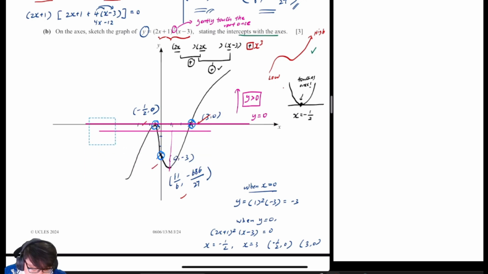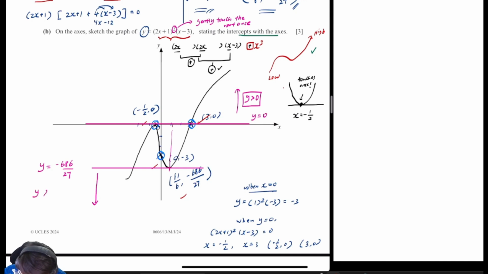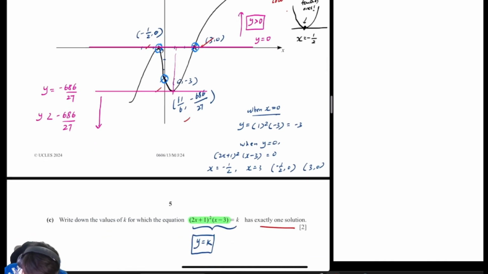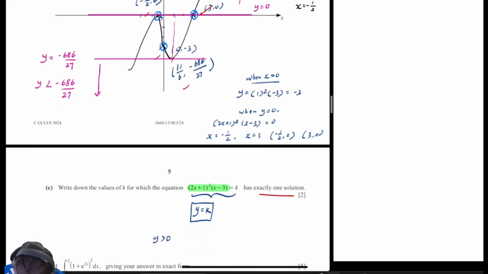And the other one we can draw is the line over here. If we keep on drawing the line here, it will have more than one root, right? So keep going down. If you go down, you will only cut the curve once. So another line that shows us exactly one root is y equal to negative 686 over 27. But since we want the region down there, y has to be less than minus 686 over 27. So two answers here: y has to be greater than 0 and y has to be less than minus 686 over 27.